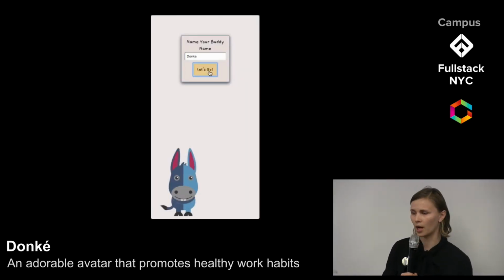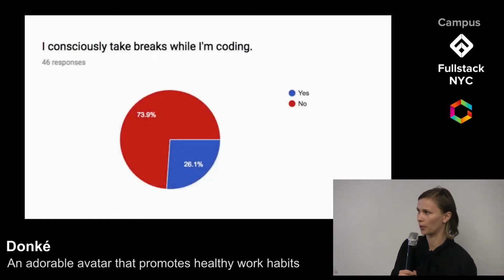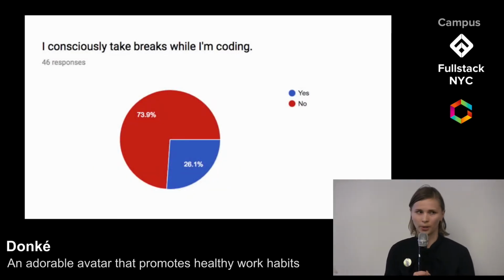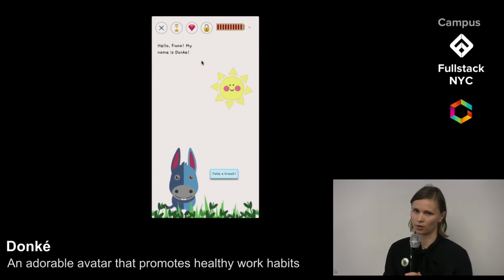So we took a survey, and we found that roughly 90% of people really care about taking care of their health, but unfortunately, about 20% consciously take breaks while programming. So we built Donké. The user starts off by inputting their break and work intervals, and then they receive gentle reminders from the cute avatar when they've been working for too long and it's time for a break.